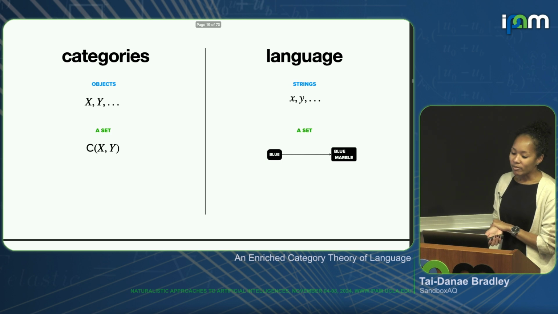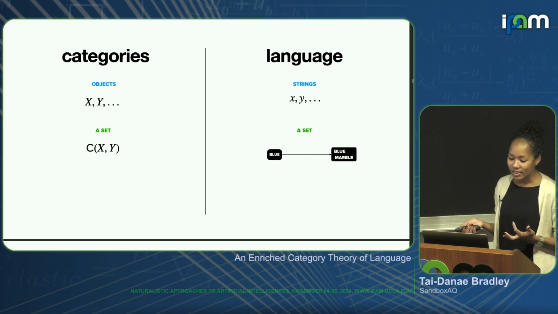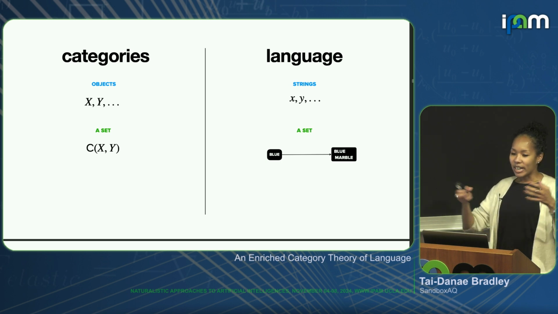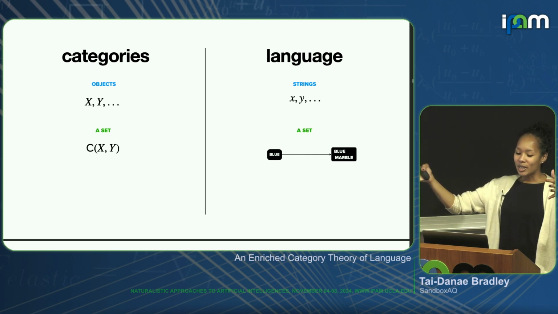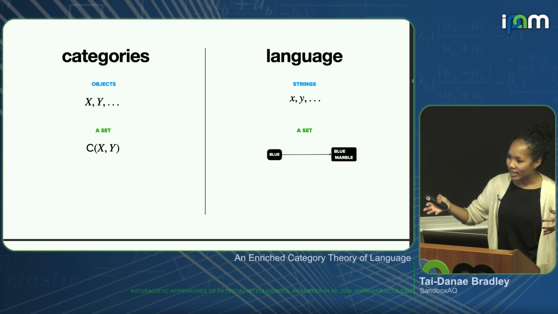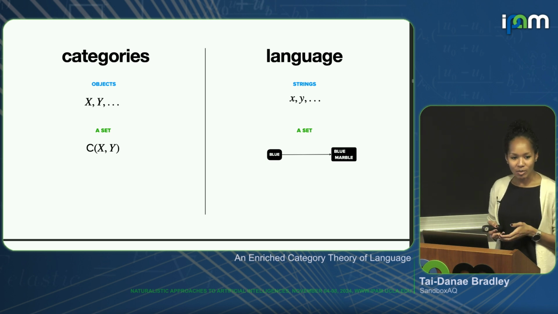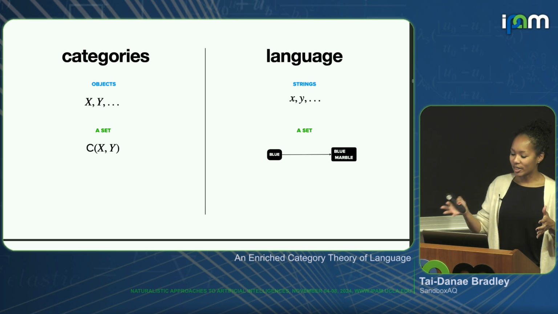Okay, just by way of notation, because this will be convenient later, in category theory, you write that set not as a picture, but as C, the name of the category, of X comma Y. So whenever I write C of X comma Y, I mean the set, sometimes called the Hom set, the set of ways to go from X to Y, the set of arrows.